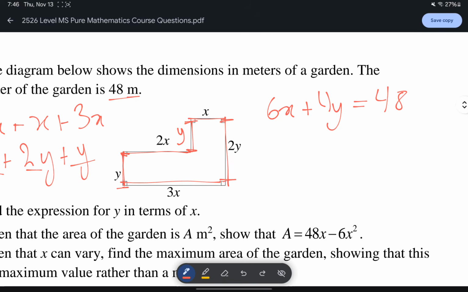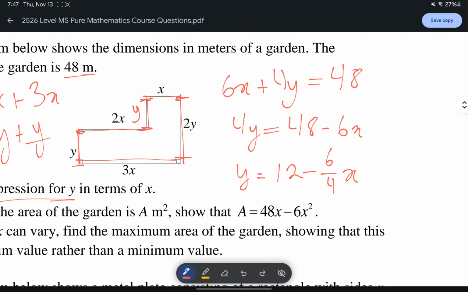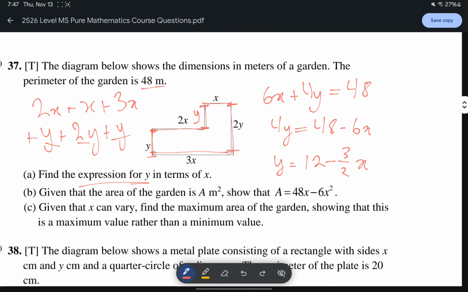Okay, they want us to express the y, so you keep the y on its own, so 4y equals 48 minus 6x, and then we divide by 4, so y equals 48 divided by 4 is 12, and then 6 over 4 x. Okay, 6 over 4 you could simplify, gives you 3 over 2. So that's the first part, that's your expression for part A.